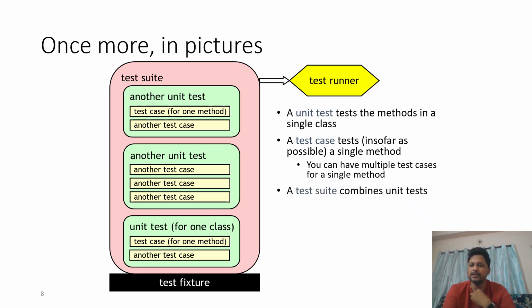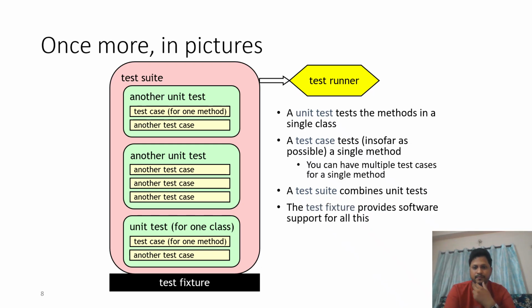A test suite is nothing but, as I told you, the combination of the unit test cases. For example, I have 20 methods, and in them I can have 40 test cases. We validate each one of them, and the combination of all those test cases is called a test suite. And the test fixture provides the software support for all this, and the code coverage we will see later.